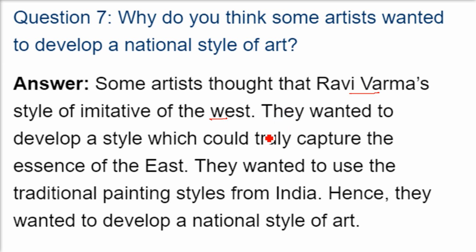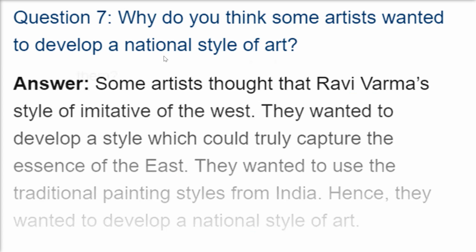They wanted to develop a style which could truly capture the essence of the East, that means our subcontinent. They wanted to use the traditional painting styles from India. That is why they wanted to develop a national style of art. Though Ravi Varma's paintings were thought of as nationalist, these other artists were against him.